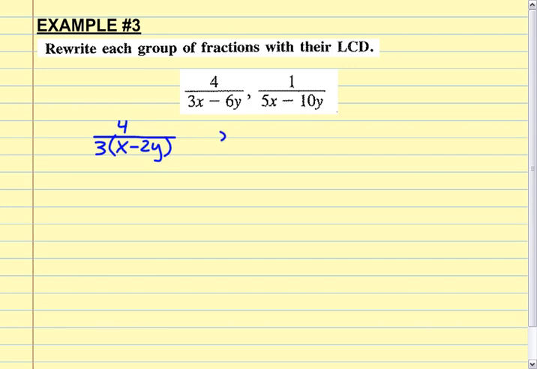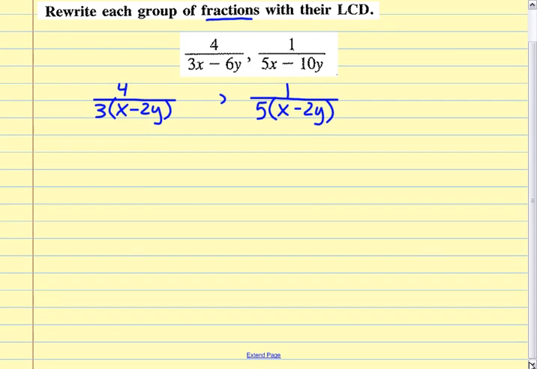Okay. In this other one, I'm going to get 1 over... Oh, it says rewrite the fraction, so I do need to change the numerator on this one. Okay, all right, we'll get there. For this one, I need to pull out a 5 times x minus 2y. Everybody agree with that? Okay, now let me get the common denominator.